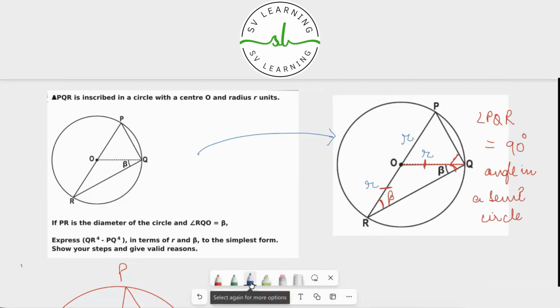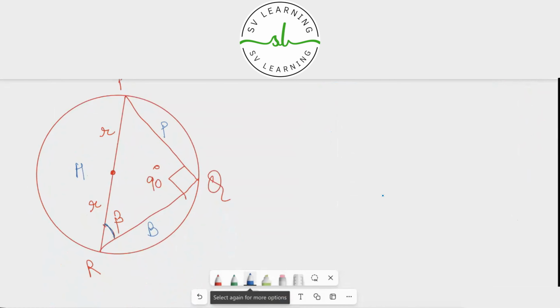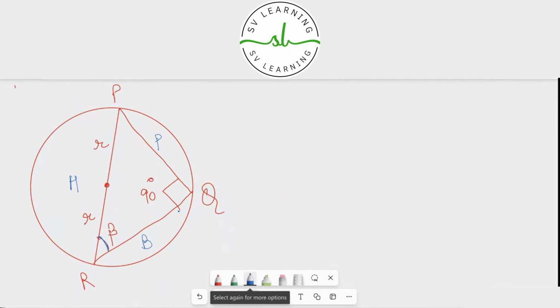Now, why do I need all this? Because I need to express QR to the power 4 minus PQ to the power 4 in terms of R and beta to the simplest form. So I need to write the lengths of the sides. So I will need a right angle triangle. I will have to use trigonometry here. So I did identify my right angle triangle this way.